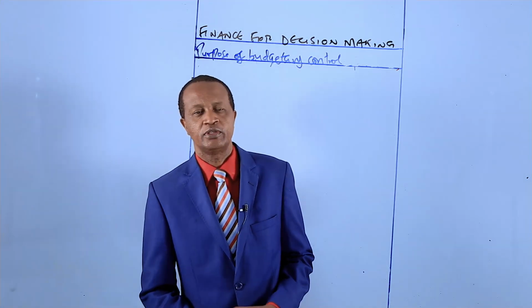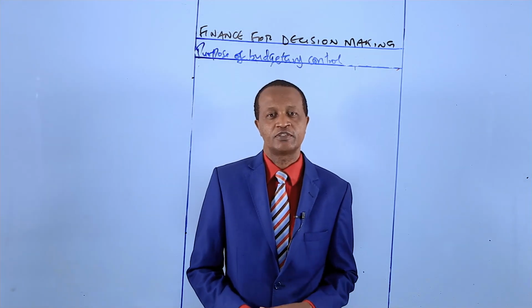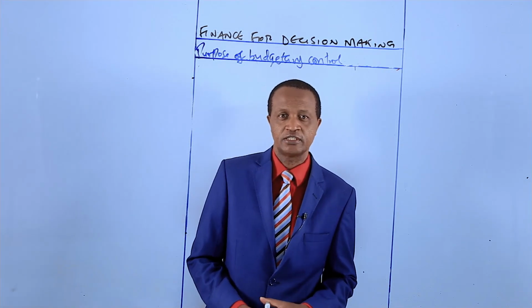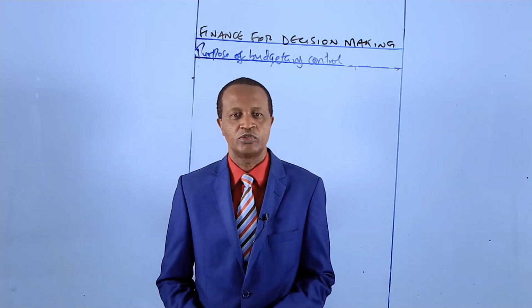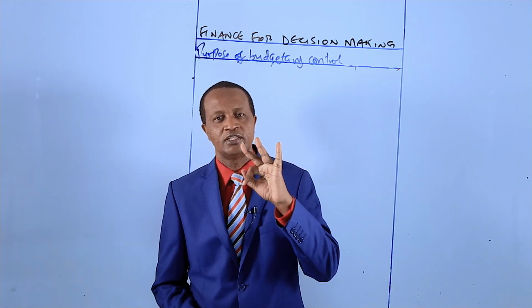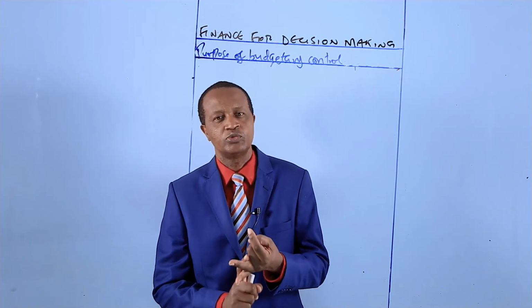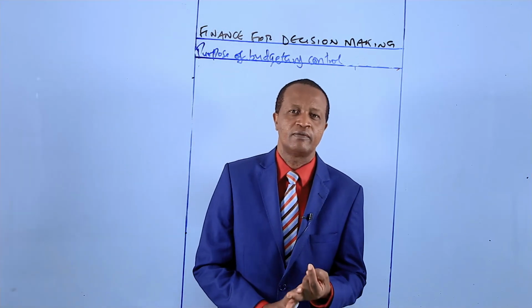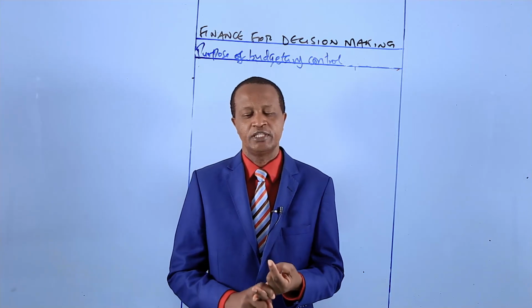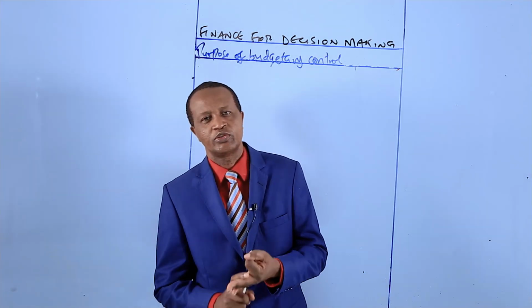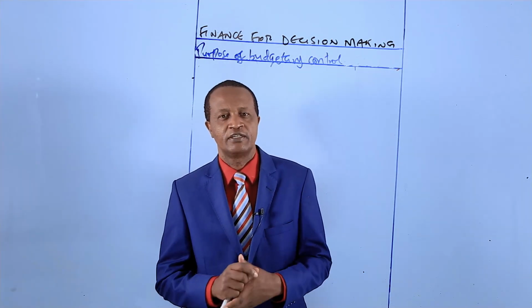We're continuing with the subject finance for decision making. The topic is budgeting and budgetary control. In this lesson, we're going to cover three areas. One is the purpose of budgetary control. Number two, the operation of a budgetary control system. Then three, organization and coordination of the budgeting function.